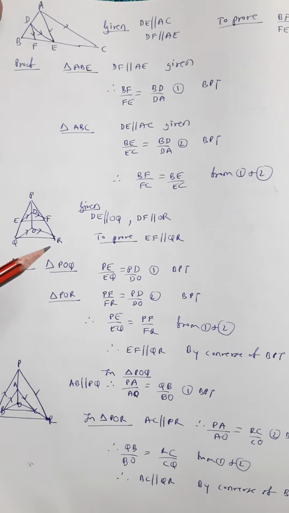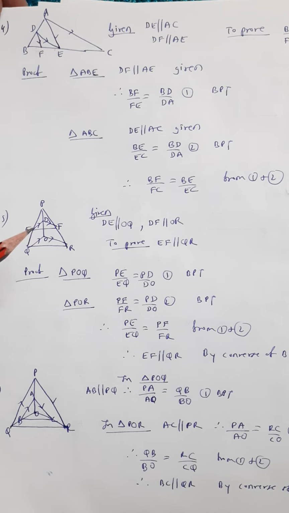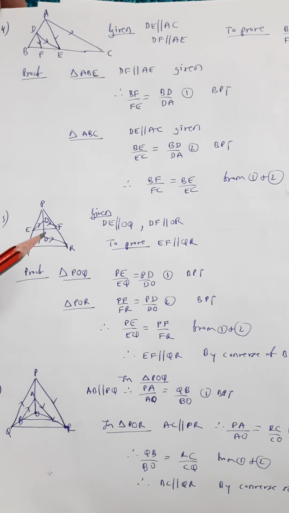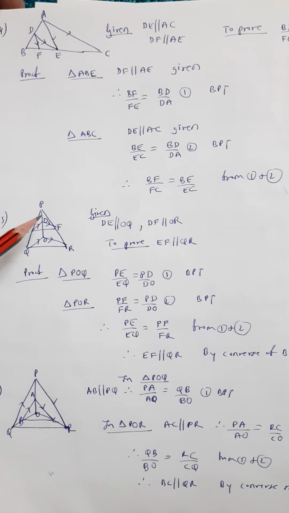Then question 5. In question number 5, we are given a figure PQR, and it is given to you that DE is parallel to OQ, and here DF is parallel to OR. Okay, so we have to prove that EF is parallel to QR. So how do we prove this? First, we are going to take this triangle. Which triangle? This is triangle POQ. In triangle POQ, DE is parallel to QO, given.